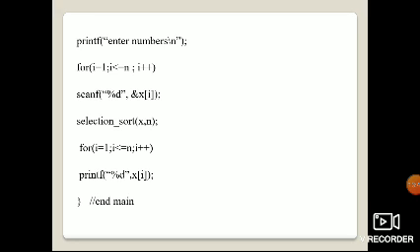Next, printf enter the numbers, the numbers I need to print. In the array I declared the size, and in that I need to keep the values. So to keep the values, I use a for loop. Here a for loop we have to use. For i equals 1, i less than or equals to n, i plus plus. Scanf percent d, the address of x of i.